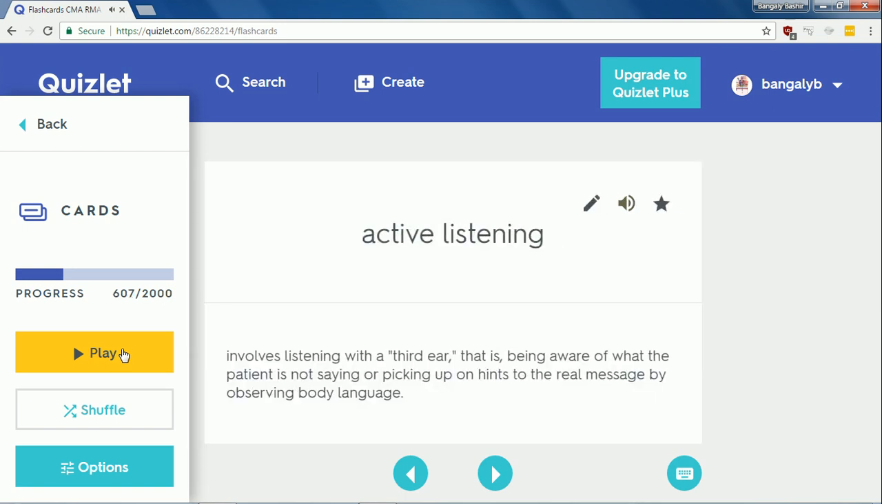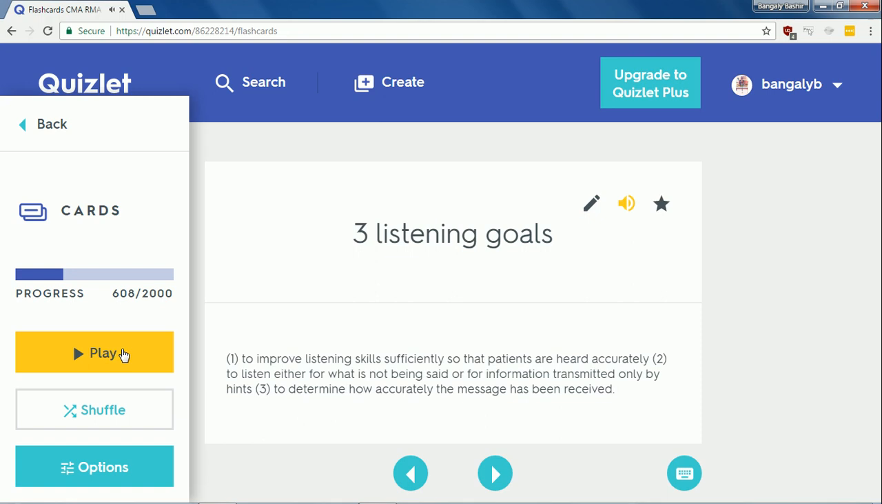Active listening involves listening with a third ear, that is, being aware of what the patient is not saying or picking up on hints to the real message by observing body language. Three listening goals. To improve listening skills sufficiently so that patients are heard accurately, to listen either for what is not being said or for information transmitted only by hints to determine how accurately the message has been received.